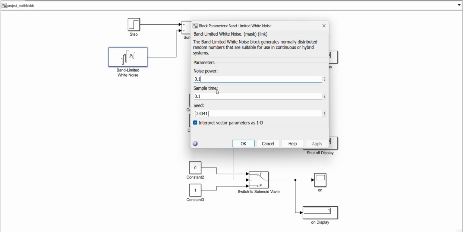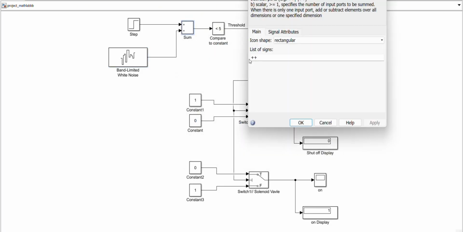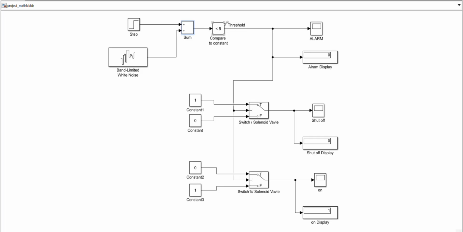Next, we add noise to the signal so it becomes more realistic, since real sensors are not perfectly stable. Then the step and noise signals are combined using the sum block, so this becomes the final gas level input. Then after that, the system checks if the value is greater than the threshold, which is set to 5.